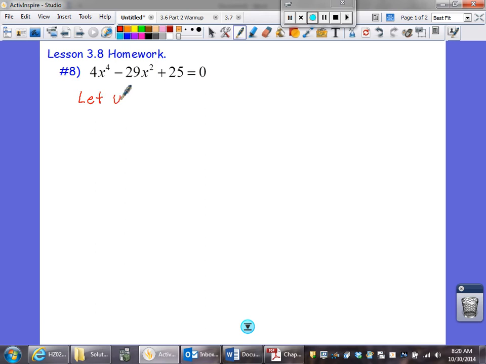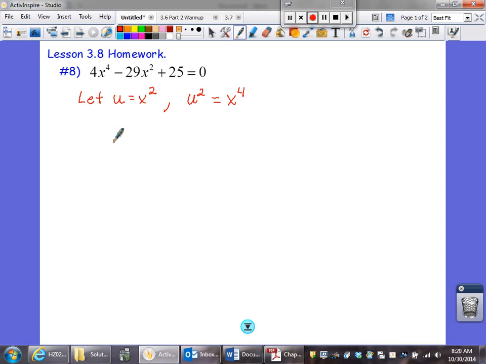I'm going to say let u equal x to the second power. What this is supposed to do is make this a little simpler. Instead of having an x to the second power here, we're just going to have a variable which is u to the first power. But that also means that if u is equal to x squared, then u squared, if I square the left side, the right side is going to be x to the fourth power.